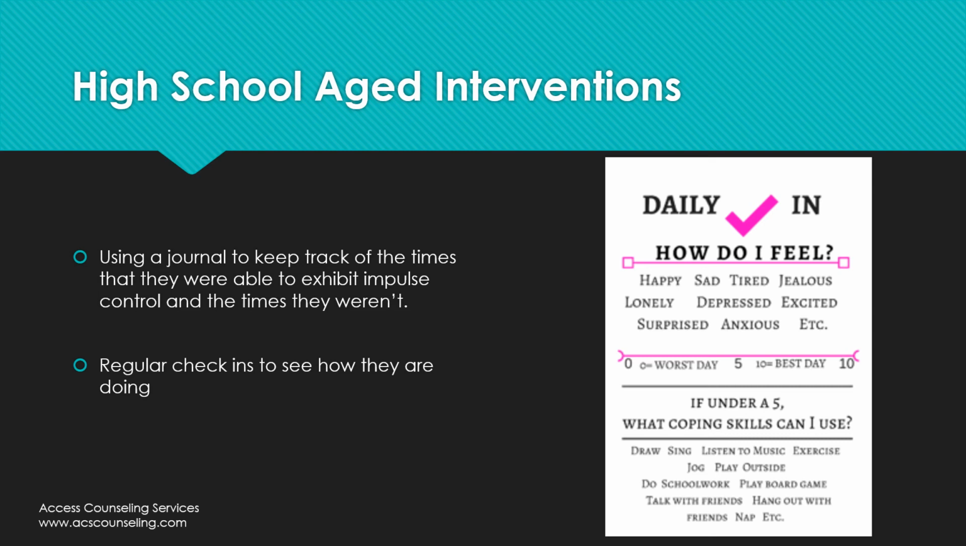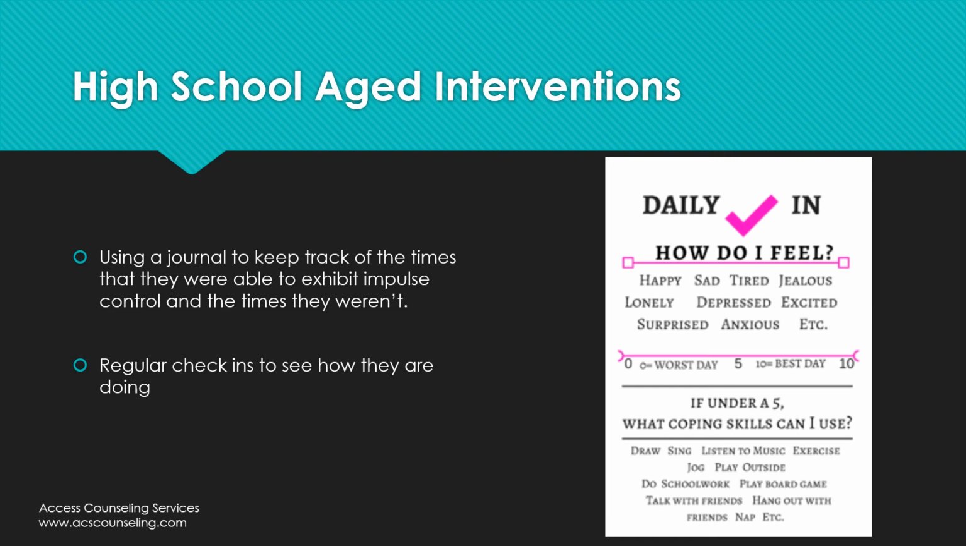And then another possible thing could be to have regular check-ins with the students to see how they are doing. These could be daily, weekly, bi-daily, just to kind of see how are you feeling? Happy, sad, tired, jealous, lonely, depressed, excited, surprised, anxious. You can add other ones to that. And once they circled a few of those, they could give you a number, 0 to 10. 0 being the worst day ever, 5 being kind of in the middle, so-so, and 10 being the best day ever. And then they would give you a number.